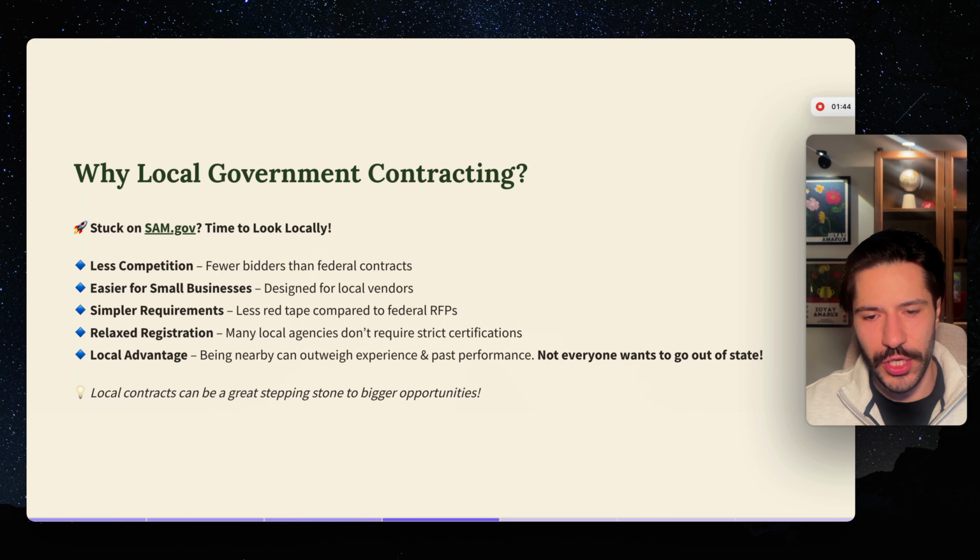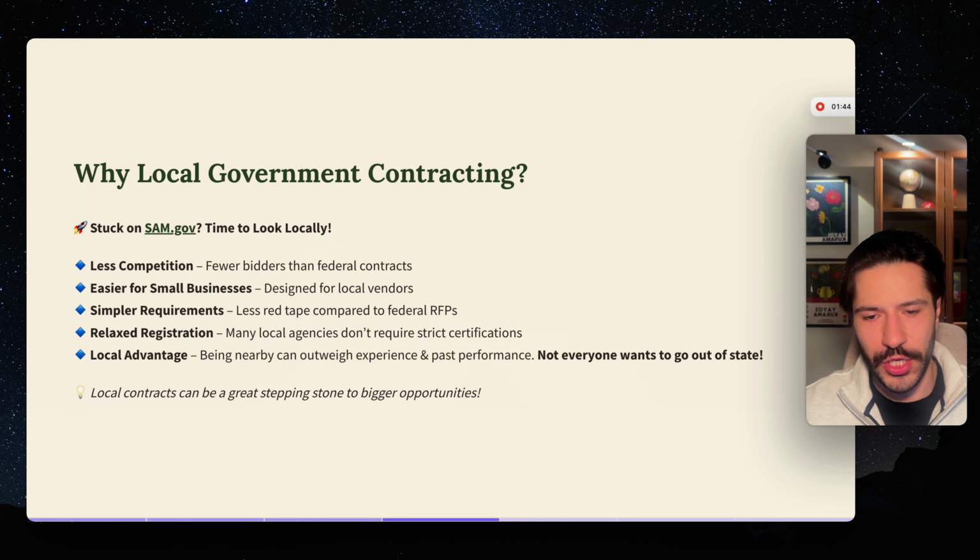And then it's easier for small business. It's designed for local businesses. And in most cases, cities and municipalities and counties are working with small businesses in their county or in their city. The requirements are easier. Registration is easier than sam.gov in a lot of states and counties. And then finally, as a local business, you have a local advantage. One, because in a lot of cases, maybe they've heard about your business. Maybe you have something in common with them. And a lot of cases, small businesses or even big businesses do not want to do work outside of their state. And that's completely understandable. If that's you, then as a business, you should definitely consider local government contracting.